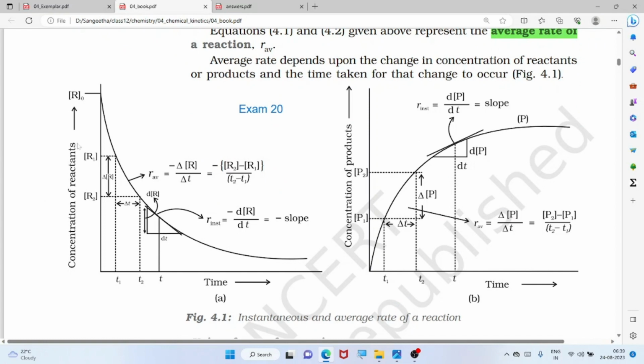This is the concentration of the reactant that decreases with time. This is the product concentration, it increases with time. If you look at this slope, it is almost the same.